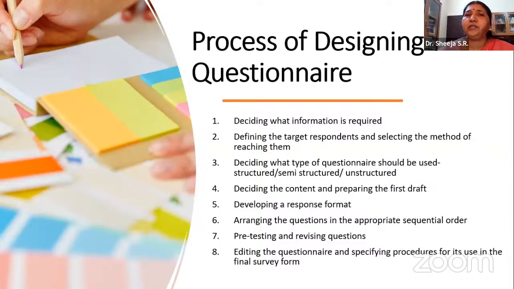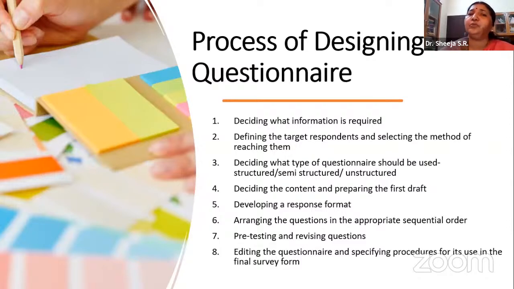So what are the things that we have to decide while designing a questionnaire? First of all, we have to decide what information is required, what type of information is required. So we have to understand our research problem thoroughly. We have to specify our research objectives clearly, and then we have to decide what all information is required for undertaking our research, for carrying out a good research work. So that we have to decide.